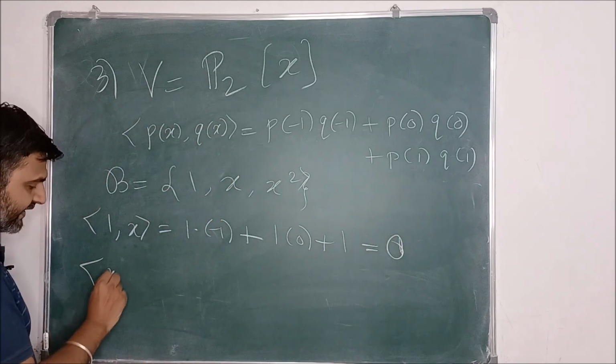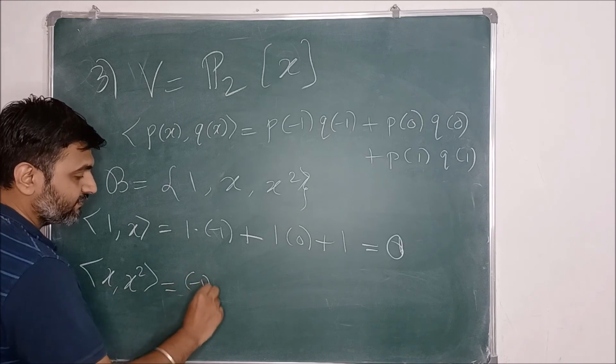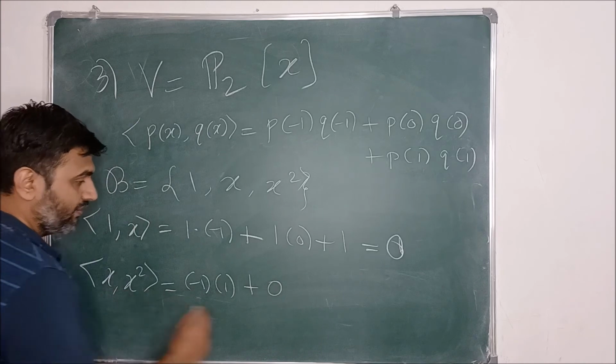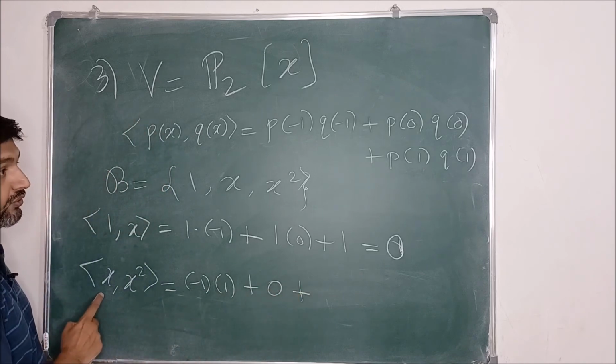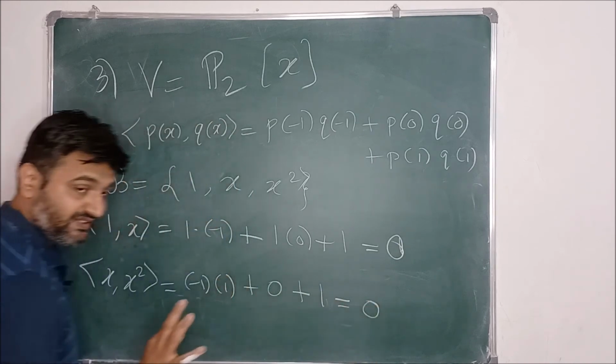Great. What about x and x square? P of minus 1 is minus 1, Q of minus 1 is 1. This is 0. Q of 1 into P of 1 is again 1. Okay, cool. So this is also coming out to be 0.